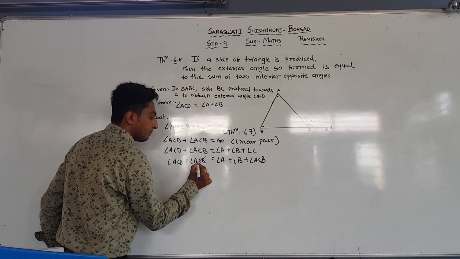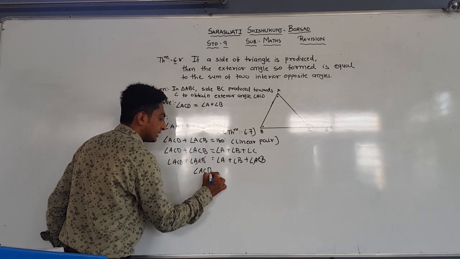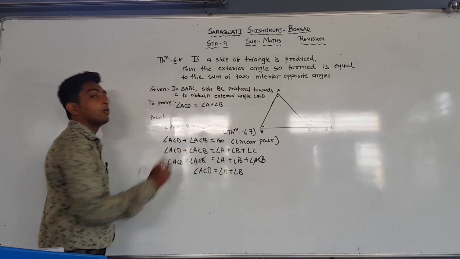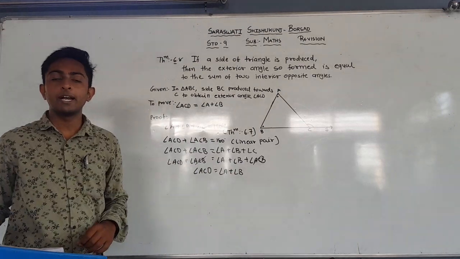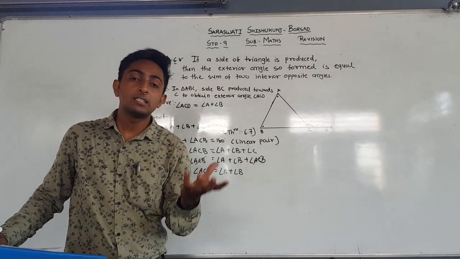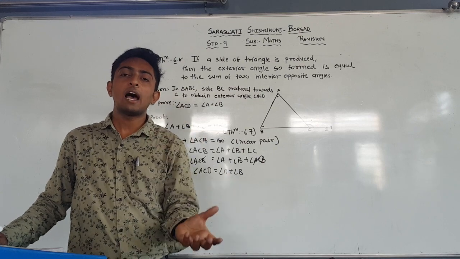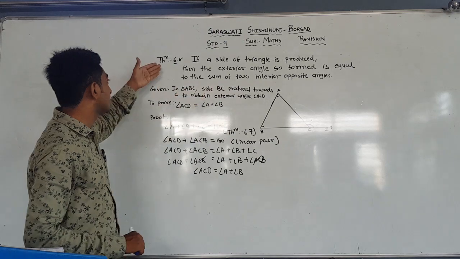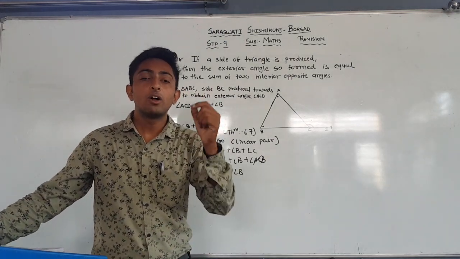Now ACB will cancel out on both sides. So we get ACD equal to angle A plus angle B. That is what we have to do. A very easy theorem, theorem number 6.8. Friends, these are the most important theorems that can be asked in the examination. These are all related to lines and angles, and theorem number 6.7 and theorem number 6.8 are related to the triangle.